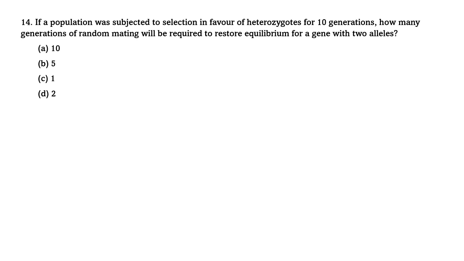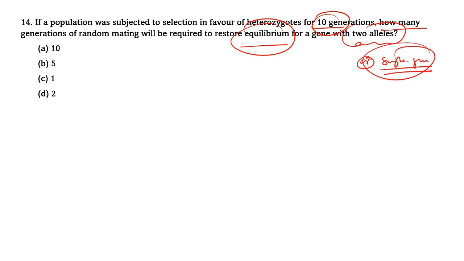The last one. If a population was subjected to selection in favor of heterozygotes for 10 generations, how many generations of random mating will be required to restore the equilibrium for 2 alleles of a single gene? I have already discussed this concept in the earlier one, so I will be expecting the answer from your end. Comment your answers on this video. If you make any mistake, I will definitely correct it. So you have to take it in a sporty way and answer this question in the comments. I hope you have understood what I explained previously regarding restoring the equilibrium, heterozygotes, and the generations and the genes.